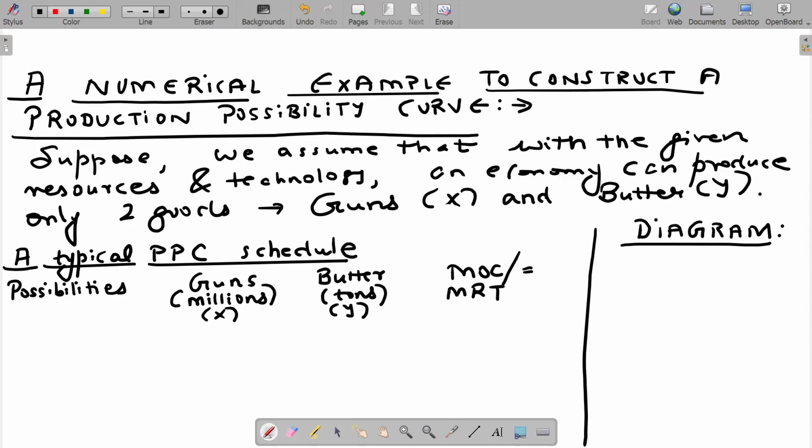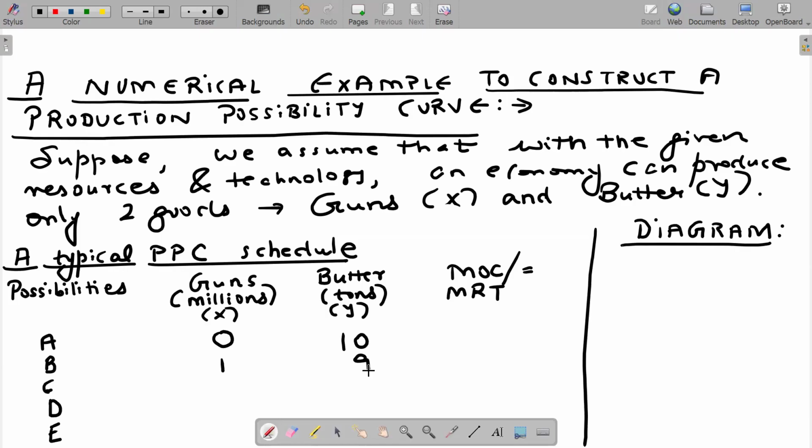Okay, so all set. First possibility. Now the values I'm taking are quite hypothetical. Suppose there are 5 possibilities: A, B, C, D, and E. The first possibility is that the economy devotes all resources to making butter. That means the economy can produce 10 tons of butter with 0 guns. Another possibility is that the economy slightly starts to transform its resources to guns. That means I produce 1 million guns, but now I can produce only 9 tons of butter.